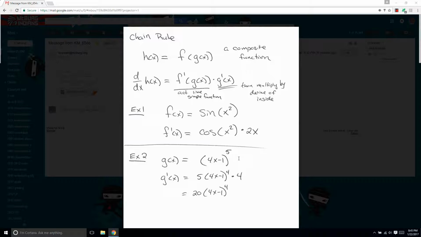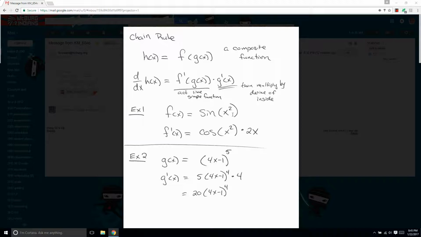We could probably handle this with the power rule if we multiplied it out 5 times, but that would drive us absolutely crazy. So let's figure out how to handle a composite function with the chain rule. If you have a composite function, what you do is you pretend that the function inside is just a simple x, and you take the derivative as normal. And then whatever function's on the inside, you multiply by its derivative later.